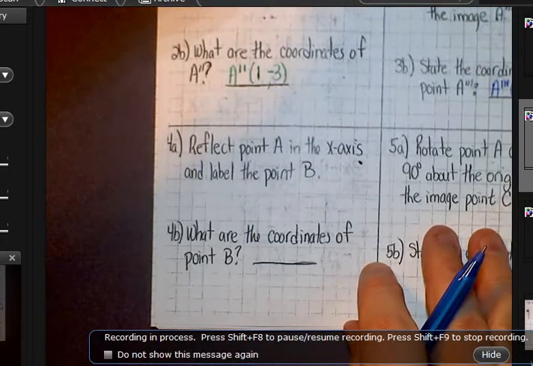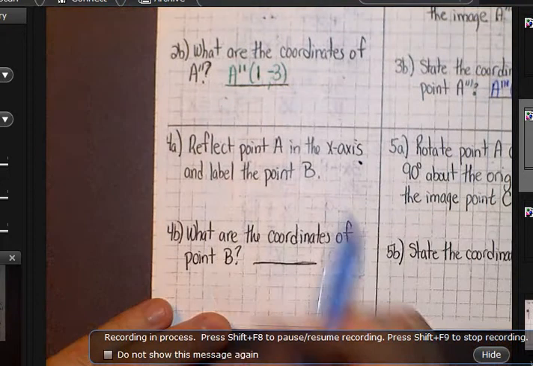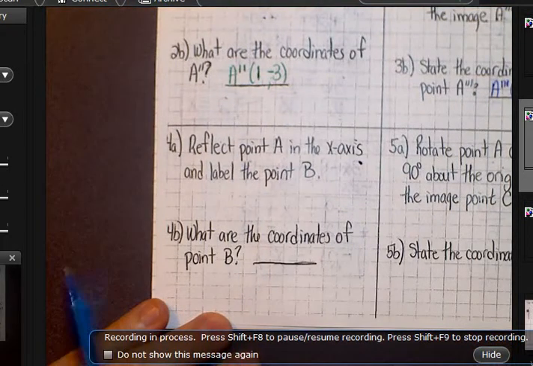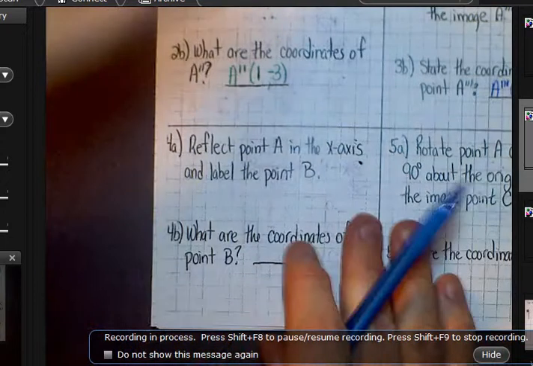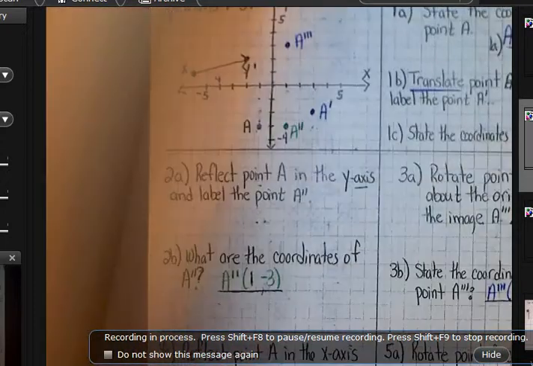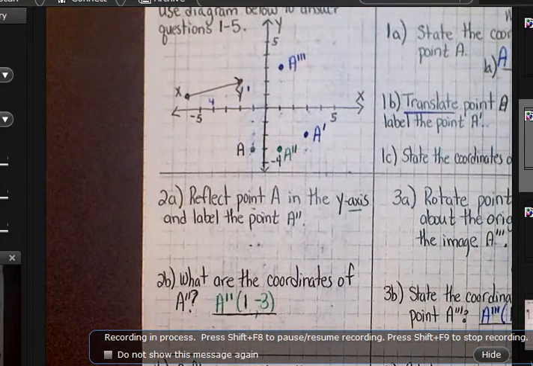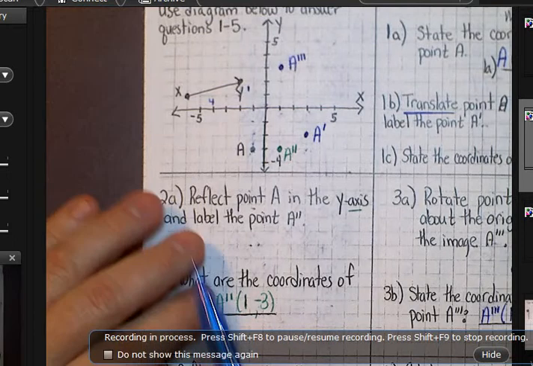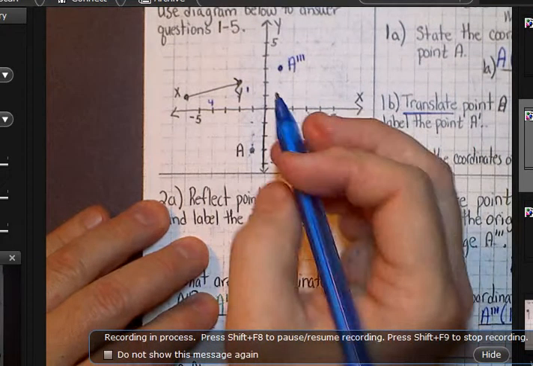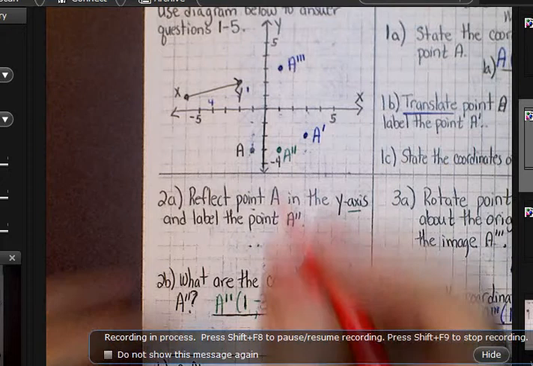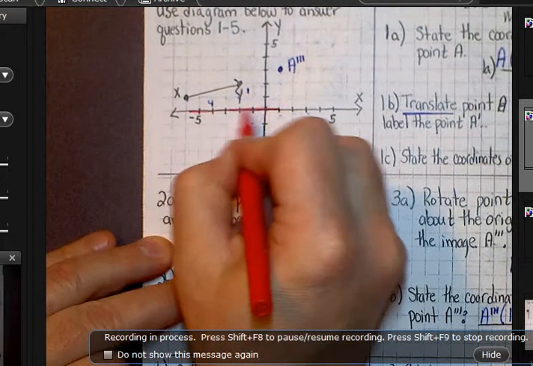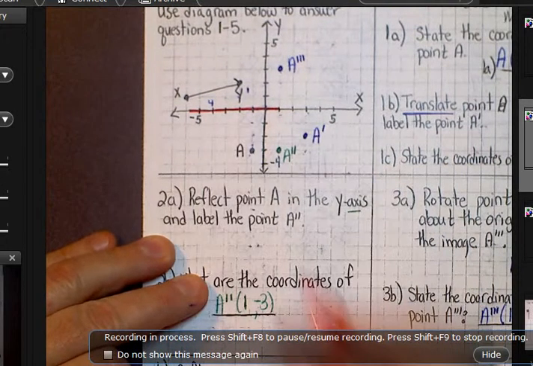Question number 4, we come down here. And now what we want to do is reflect point A in the x-axis and label it point B. So when we want to reflect point A in the x-axis, we're going to do it the same way as we reflect it in the y-axis. We're going to figure out where that line of reflection is. Here's the x-axis, so here's my line of reflection. And now I want to make sure I take that point, go right to that line.